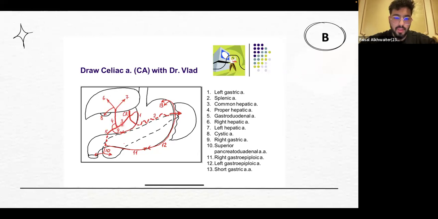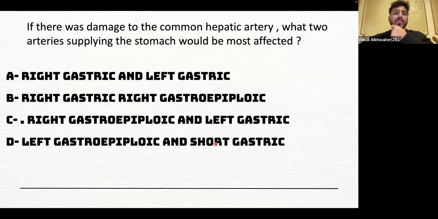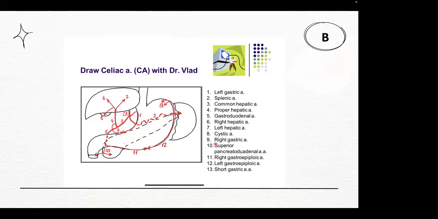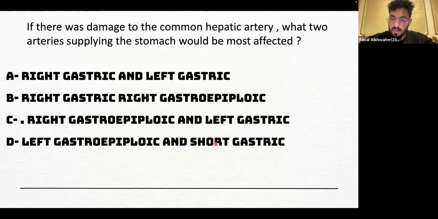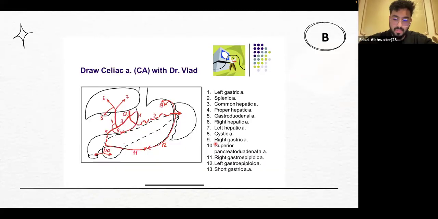Number 9 is going to be affected. Everything past number 3 is going to be affected. Okay? Everything here is going to be. Do you guys understand why it's B? Do you guys have any questions? Okay, alright, let's move on.